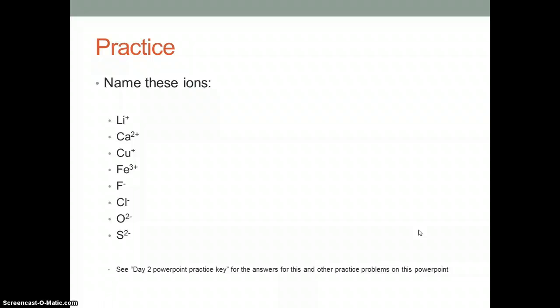So pause here and practice with these ions I've provided you with. Write down the names. You can see the answers under Day 2 PowerPoint practice key on the class website.